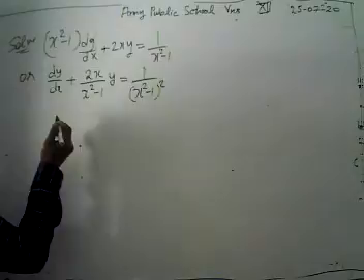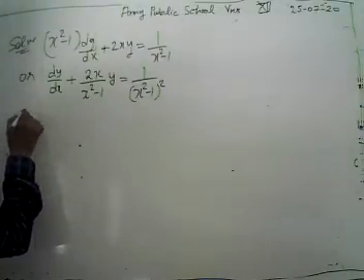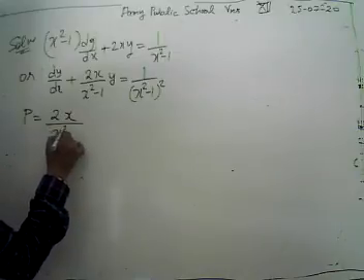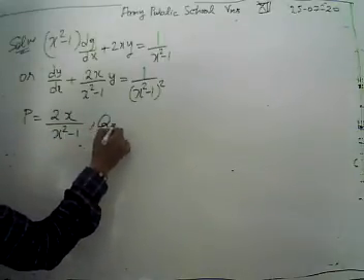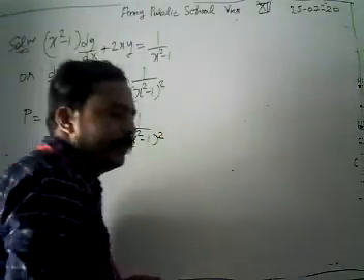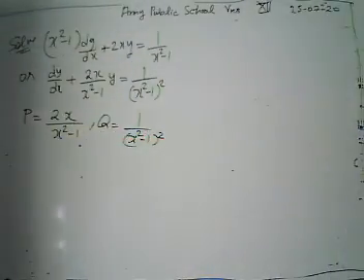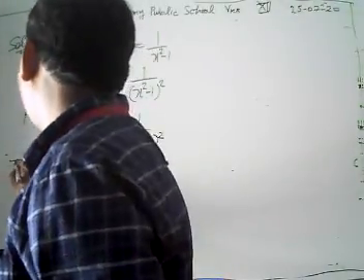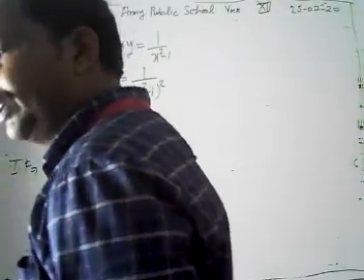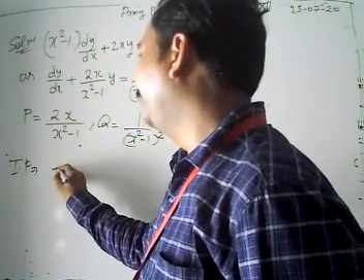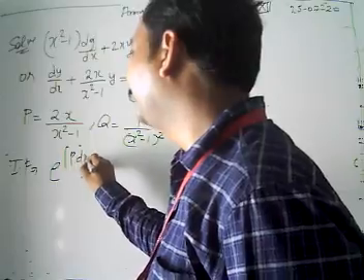Now we compare with the standard form. The value of p is 2x upon x square minus 1, and the value of q is 1 upon (x square minus 1) whole square. We have got the values of p and q. Now we have to find the integrating factor, IF. Our IF is given by e to power integration of p dx.